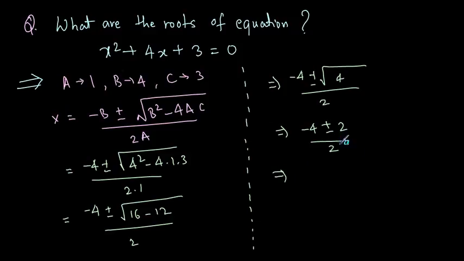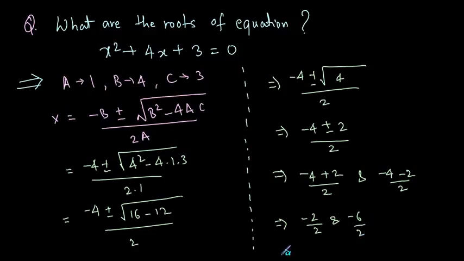If you separate out the plus and minus, we get (−4 + 2)/2 and (−4 − 2)/2. Minus 4 plus 2 is minus 2 by 2, and minus 4 minus 2 is minus 6 by 2, which gives us the values minus 1 and minus 3. So these are the roots of this equation. The roots are −1 and −3.